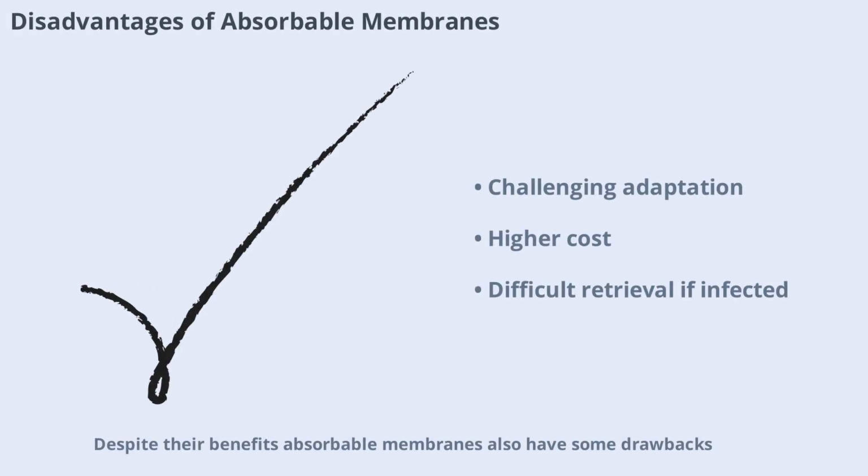Despite their benefits, absorbable membranes also have some drawbacks. Proper manipulation and adaptation of the membrane against the roots can be challenging, and these materials often come at a higher cost. Additionally, clinicians have less control over the rate of biodegradation, and if infection occurs, retrieving the membrane can be difficult due to its disintegration at various stages. These factors must be considered when selecting a membrane for GTR.